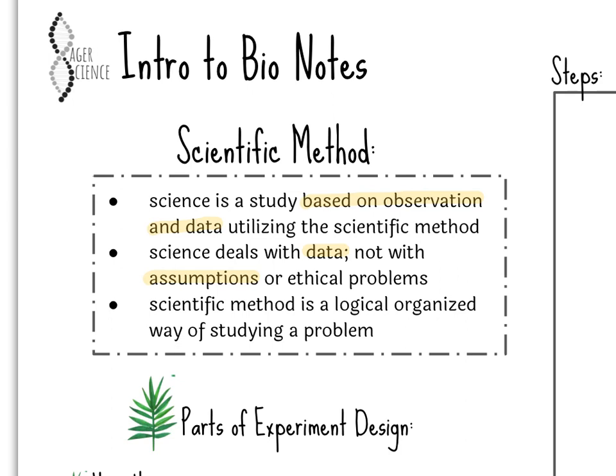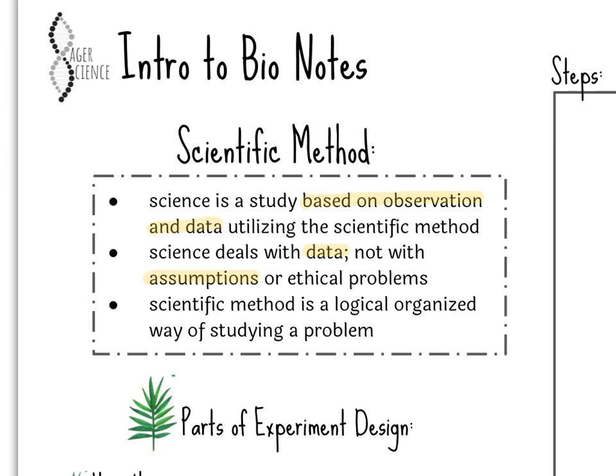And science also does not deal with ethical problems. So scientists aren't worried about whether humans or animals or anything should do something. They look at the causes and the effects if, say, humans do something. So should humans litter? They're not worried about that. They look at the causes and the effects of when humans do litter. But you shouldn't litter.